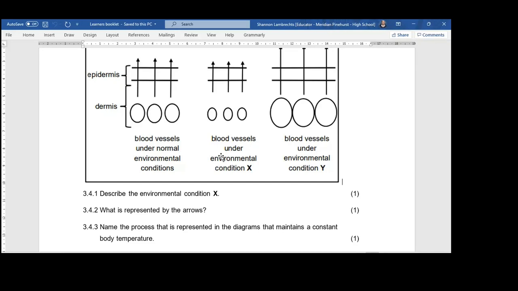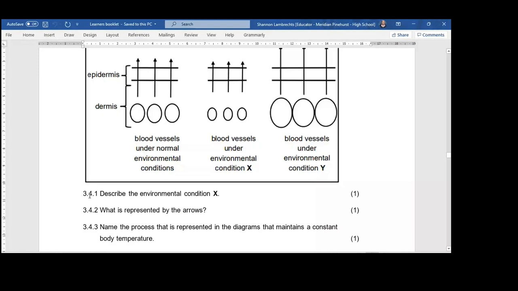I see a question in the chat from Perseverance. Will the blood vessels be illustrated with circles only? Not necessarily. They can show you a picture of the skin where you can actually see the blood vessels in the form of vessels. But if it is circles, then you need to know they are blood vessels. So condition X, the environmental condition there, is cold because the blood vessels are narrower, smaller. And condition Y, where they are bigger, is where it's warm.